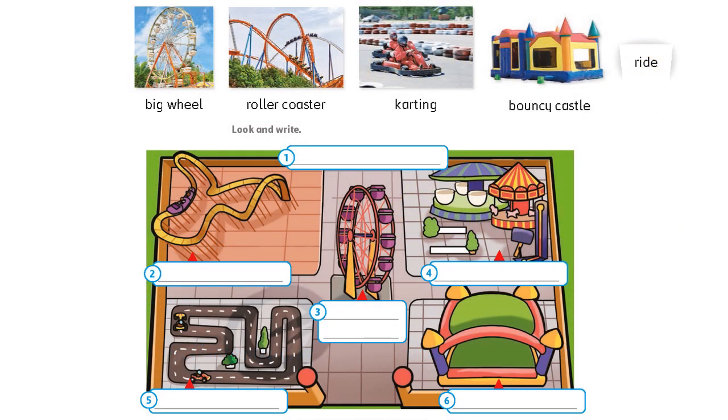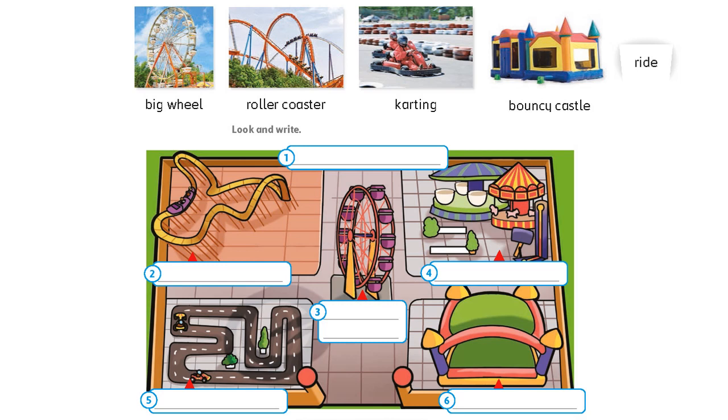With some vocabulary from Song 1, the rides in the amusement park. We have big wheel, roller coaster, karting, bouncy castle, and ride. Every game of these is called a ride.